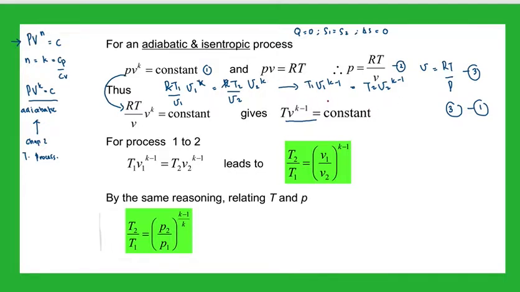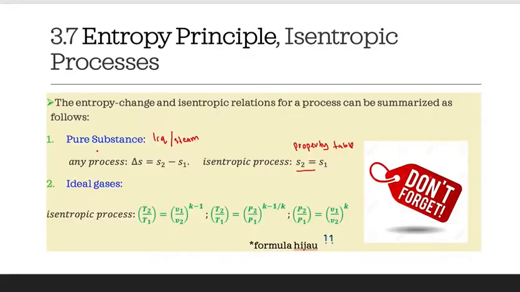So this is the general equation, TV to the power of K minus 1. For process 1 to 2, I have this equation and I rearrange it so that it leads to T2 over T1 equal to, in a bracket, specific volume 1 over specific volume 2 to the power of K minus 1. So this is the equation.